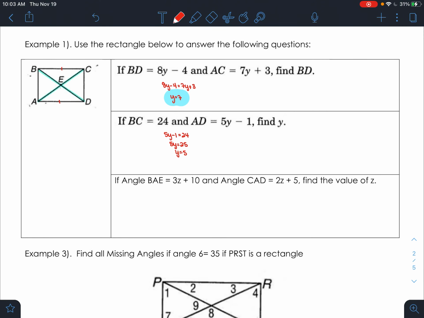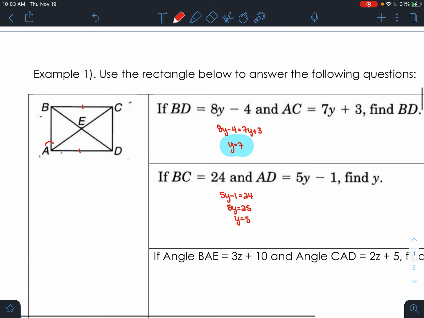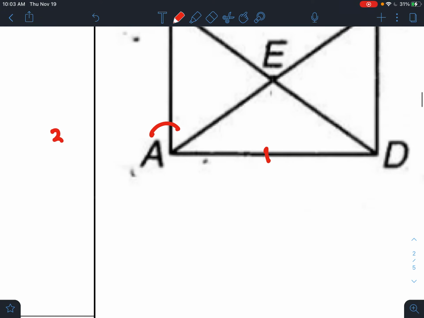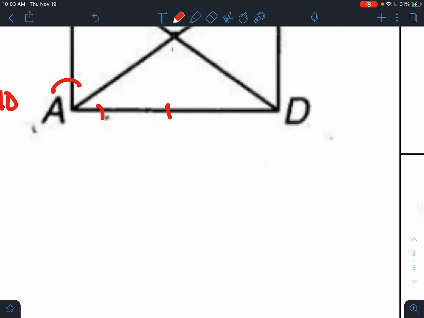All right, now our last one might be a little trickier. I'm given BAE, so this angle BAE right here, is 3z plus 10. And then I'm given that CAD, so this angle right here, is 2z plus 5.